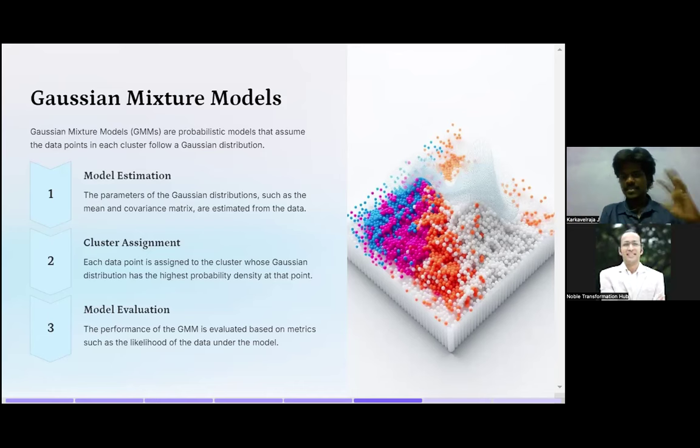So I think this is a simple explanation I can give for the Gaussian mixture model. So yeah, I hope you guys are understanding. So yes, sir, over to you.